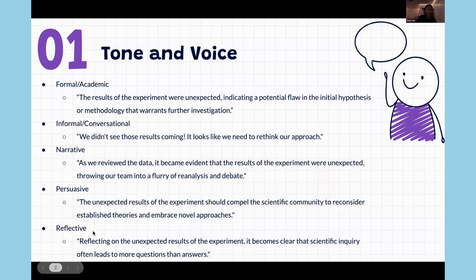And then the final type of tone that we're going to talk about is reflective. So, for example, reflecting on the unexpected results of the experiment, it becomes clear that scientific inquiry often leads to more questions than answers. So, in this type of tone, we're probably going to focus less on what actually happened and more on the meaning behind it, looking back at it, the bigger picture, and stuff like that. And then there's plenty more types of tone, but we're not going to get into those. These are the main ones that we're going to talk about.